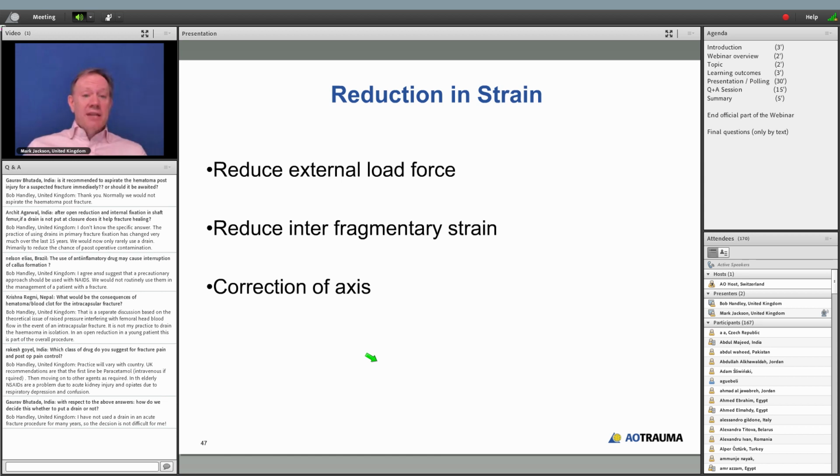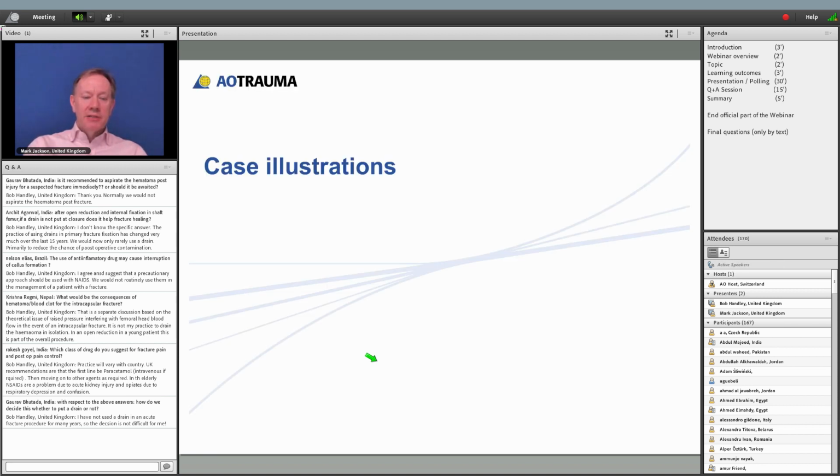Well, we could reduce the external load force, we could immobilise the patient, maybe put them into cast, or we could act and operate to reduce our interfragmentary strain. And that may include also correction of axis, which will provide very asymmetric loading and asymmetric forces on that callus.